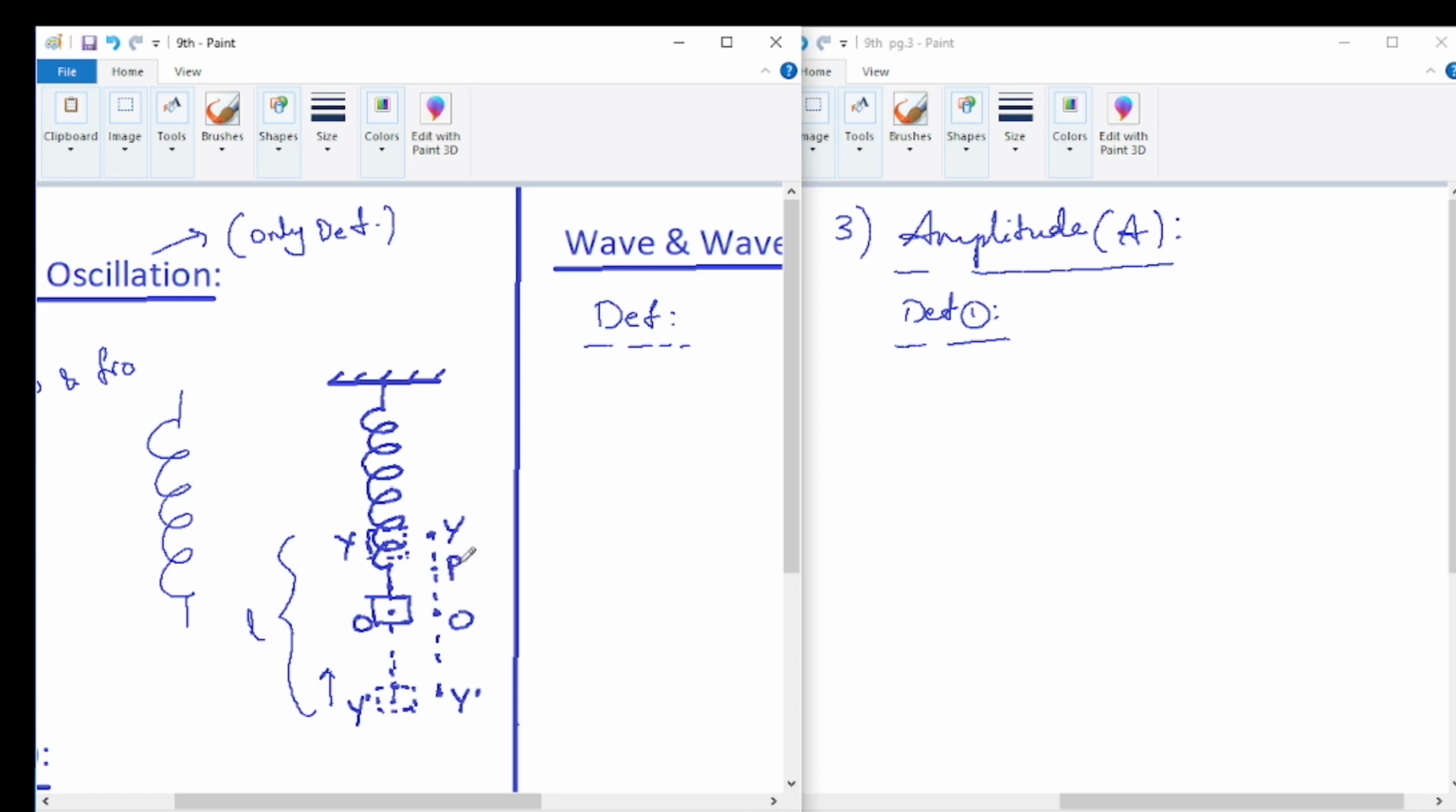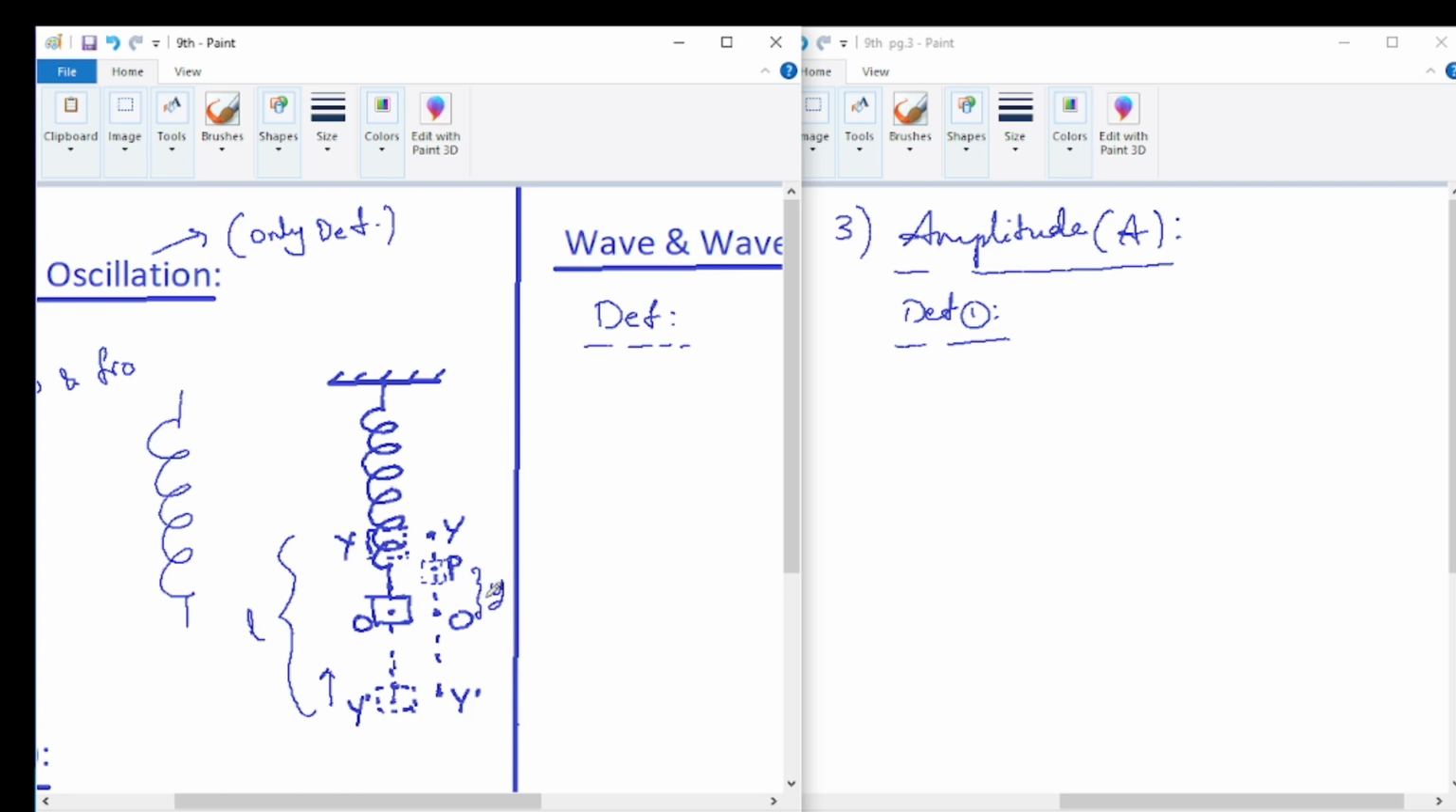Then the displacement of the load, which is now at this particular position, from the mean position is OP. Displacement is the shortest distance between the initial and final position. Simply, it's the length of the straight line joining the initial position to the final position. So OP is the displacement. This displacement from the mean position is denoted as Y.